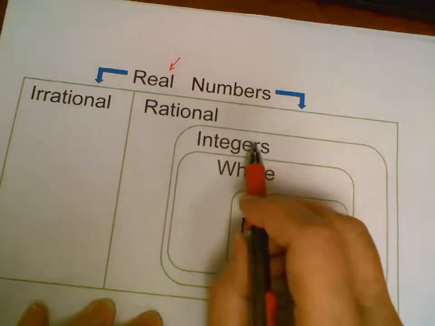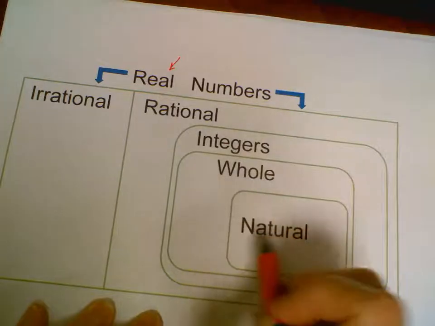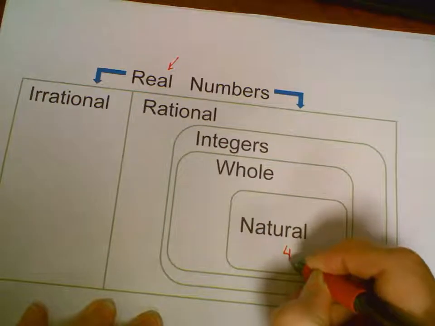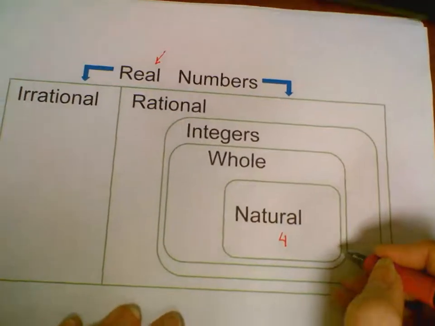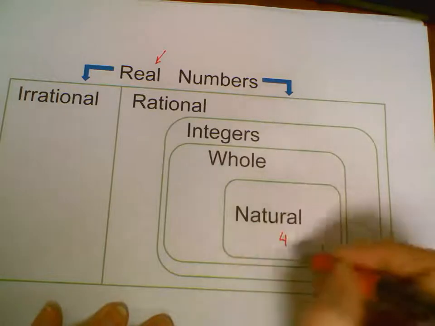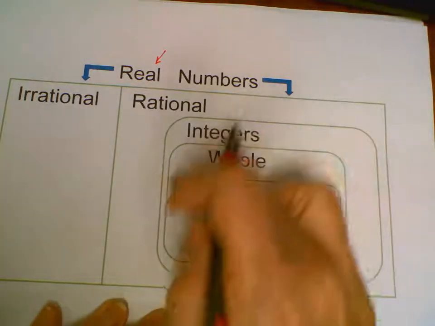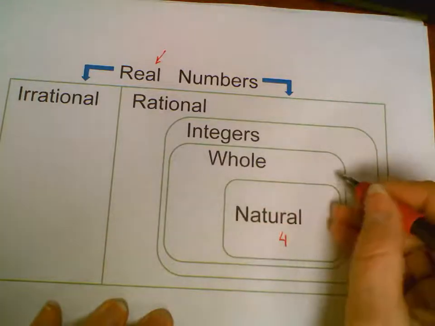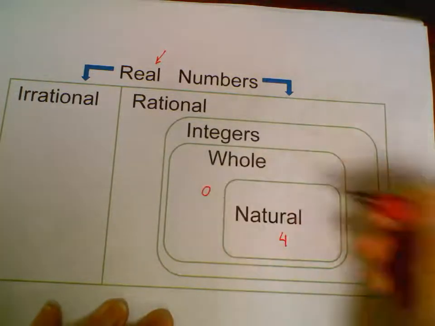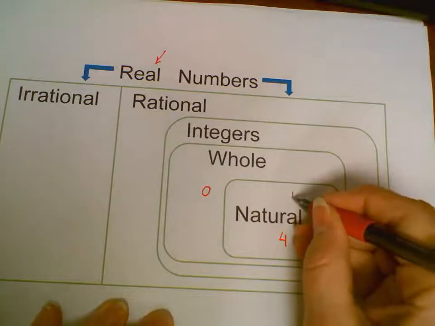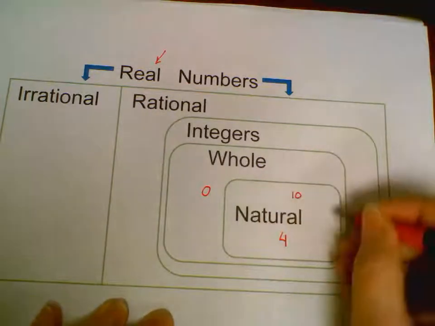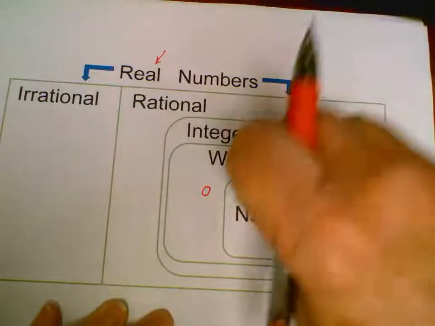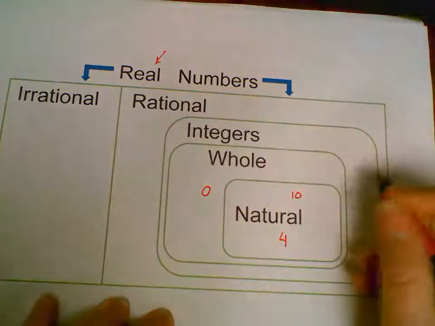Is 4 a whole number? Yes, then I better put it in this even inner container. But 4 is a natural number, so I have to put it in the innermost container. All the natural numbers are involved in the whole numbers. What's the only whole number that doesn't belong in the natural category? That's right, it's 0. So any other natural number will get put in the natural category, which makes it also within the whole number category because it's a category within a category, a subset.